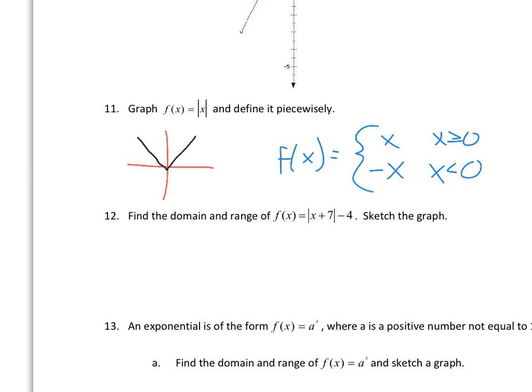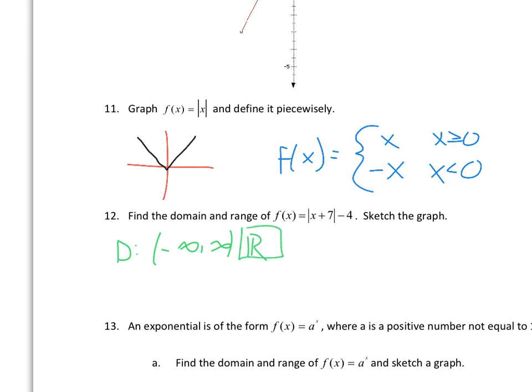Number 12. Find the domain and range of this and then sketch the graph. You should know the domain of an absolute value function is all reals. So in interval notation, negative infinity to infinity, or you could use the all reals symbol. I'll give you a reminder of what that is. So one or the other, you don't need both of those.